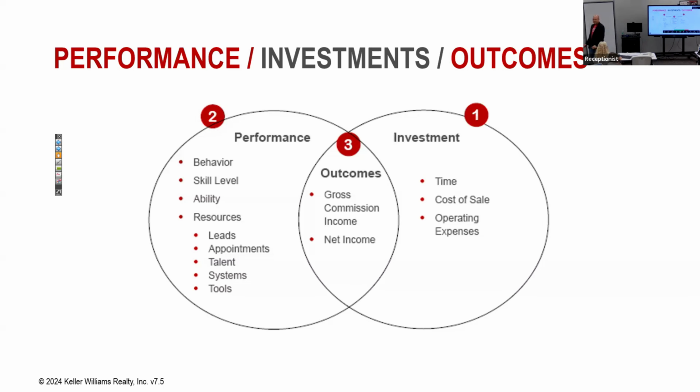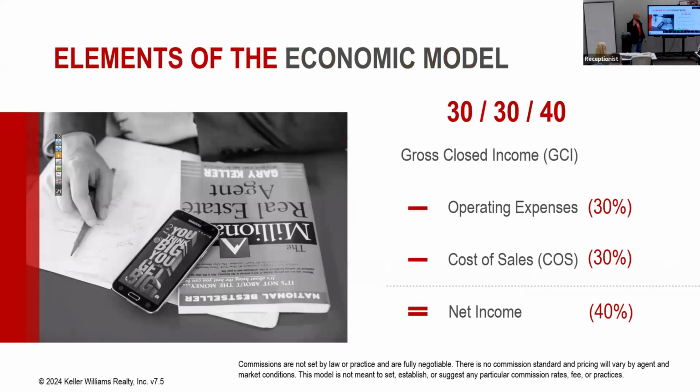Does that make sense? All right. So what do we actually control? Do we have more control over outcomes or the activities that lead to the outcomes? Activities, right? So we want to know what the activities are for us to make the income that we want to make. Next slide, if you don't mind.